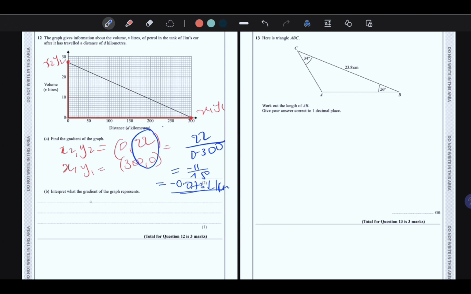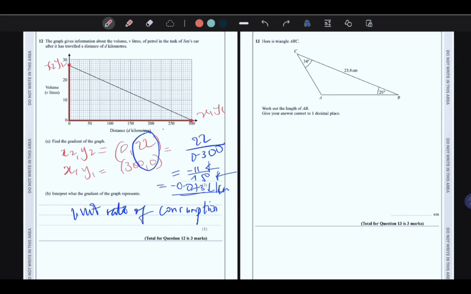Question B says interpret what the gradient of the graph represents. The gradient of the graph represents the unit rate of consumption of the petrol in Jim's car tank. So if it's negative, it means that as the kilometers covered by the car increases, the amount of petrol in the tank is decreasing. That's basically it. So it's the unit rate of consumption. That's it.